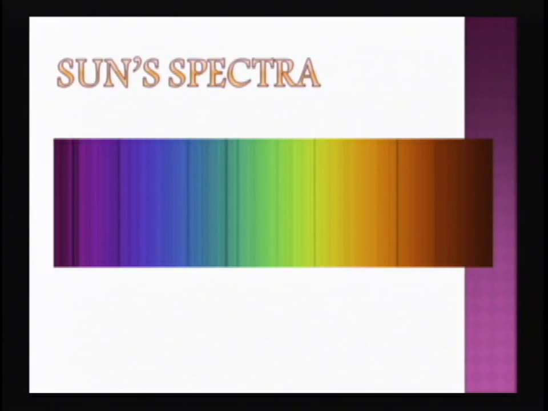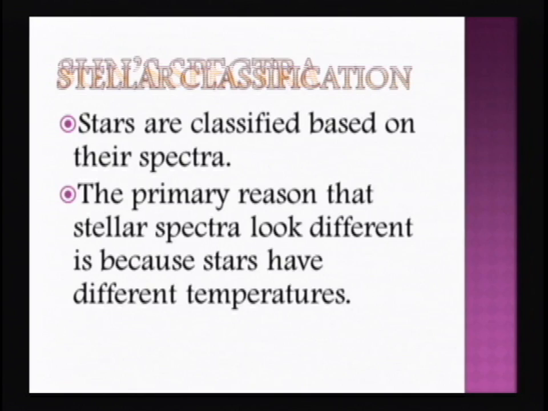You've seen this picture before, but that's the sun's spectrum. You see those dark lines, which are absorption lines, and then the continuous spectrum on top of that.